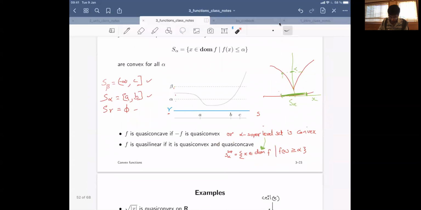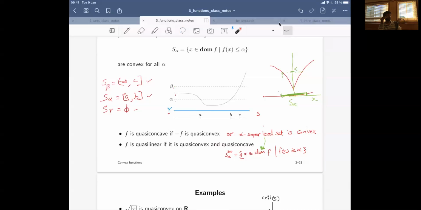Now another thing is, what is a quasi-linear function? That's simple: when the function is both quasi-convex and quasi-concave. Some functions are like that. Can you guess an example? Absolute x? No, that's not right. Absolute of x is a convex function.